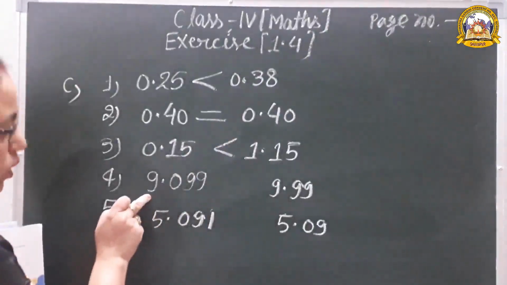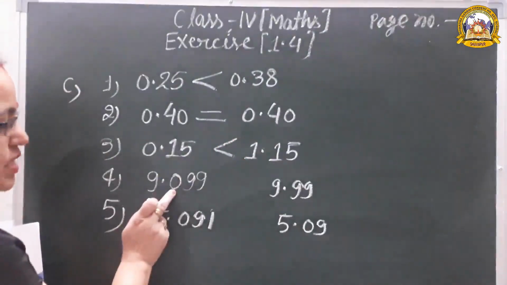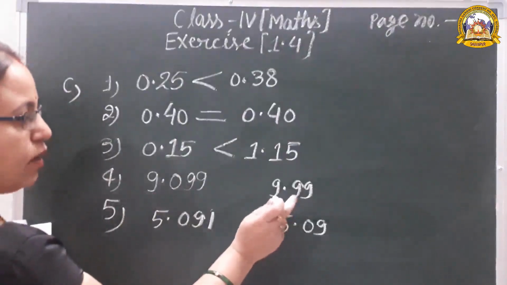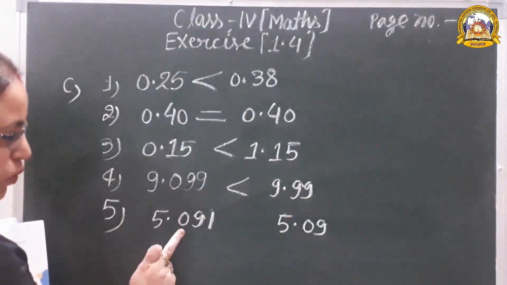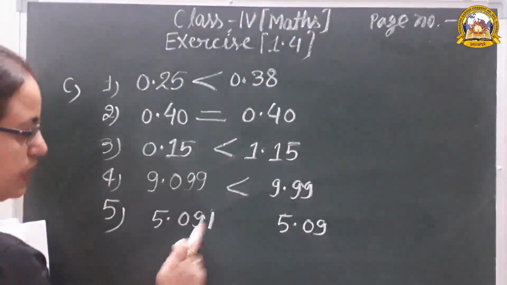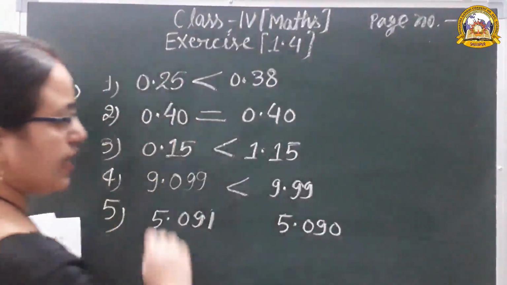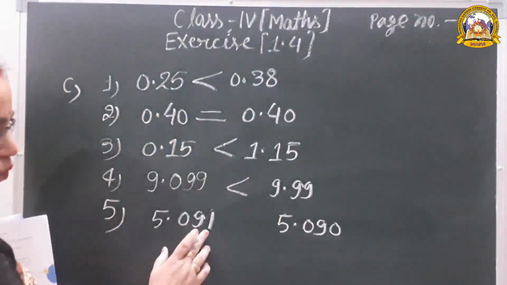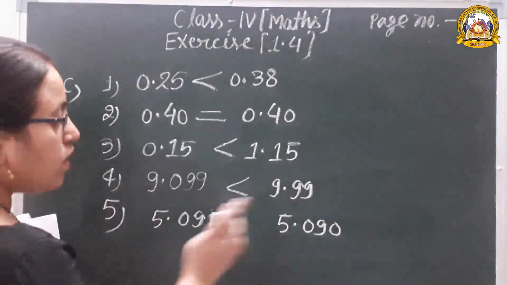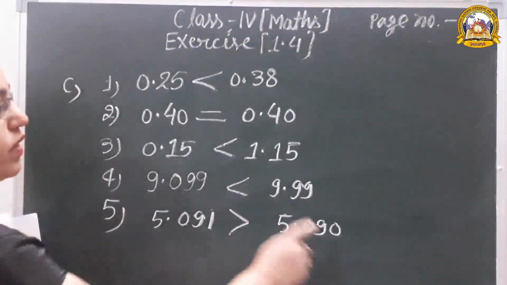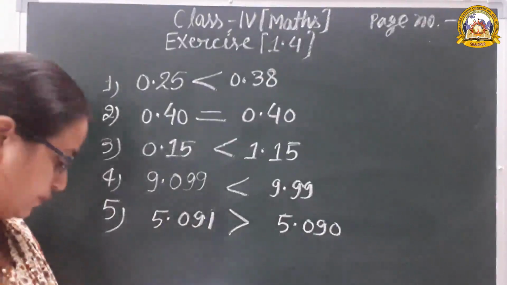Now the whole part is 9, whole part is 9. Then after the decimal 0 and 9. So 9 is the bigger. 5 and 5. 0, 0. 9, 9. There is no other digit, so we can add 0 at the end of this decimal number. Now 1 and 0. Which one is the bigger? 1 or 0? 1 is the bigger. So this number is bigger than this one. Okay, this is how we compare the decimal numbers.